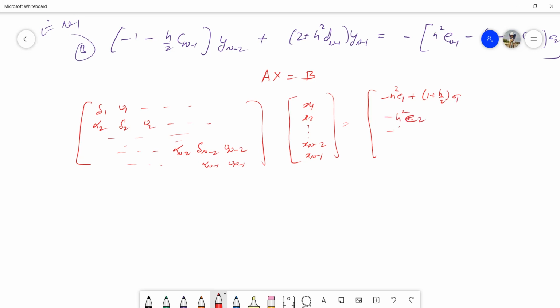E2, and then so on for minus h square e n minus 2, and then we have minus h square e n, so on, plus 1 minus h by 2 sigma 2. So then you can solve this to get the values of x1, x2 and so on. Okay, so this is what the finite difference method is. We can use it to solve ordinary differential equations using boundary conditions.